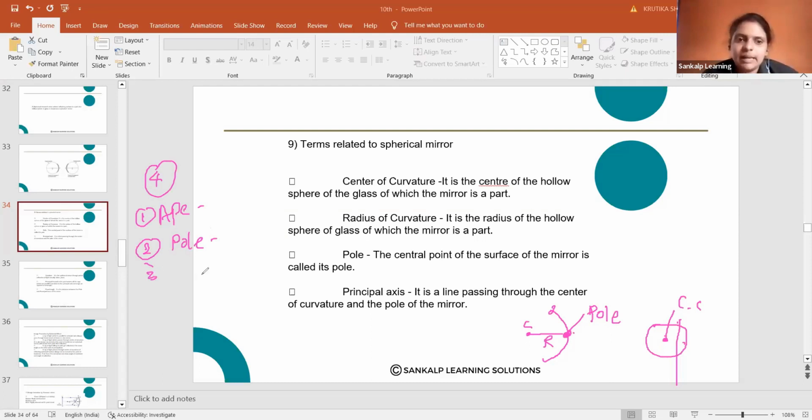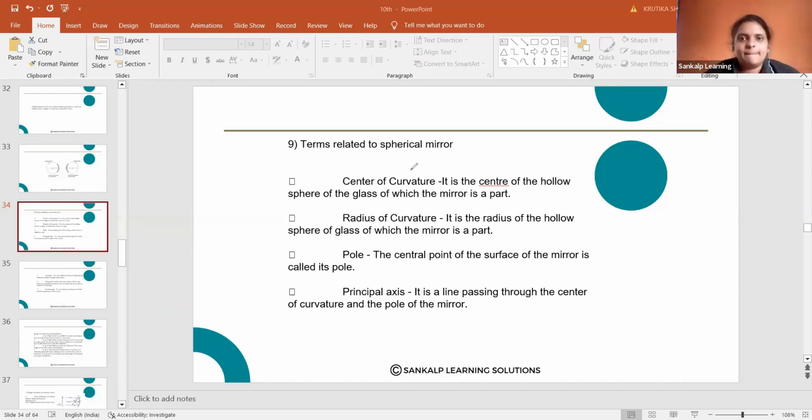Third, center of curvature. So this is the mirror, this is the center of the sphere. The center of the sphere forming the reflecting surface is called as center of curvature. Then the fourth one is radius of curvature, the distance between the pole and the center of curvature, denoted by the letter R. Yes, these 4 definitions, if there is any doubt, you can tell in the chat box. Otherwise, I will go to the next definition. If you want me to repeat the definition, you can tell me.